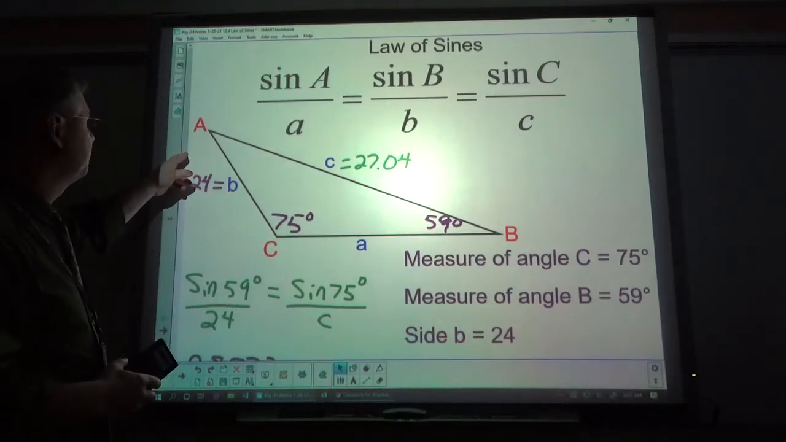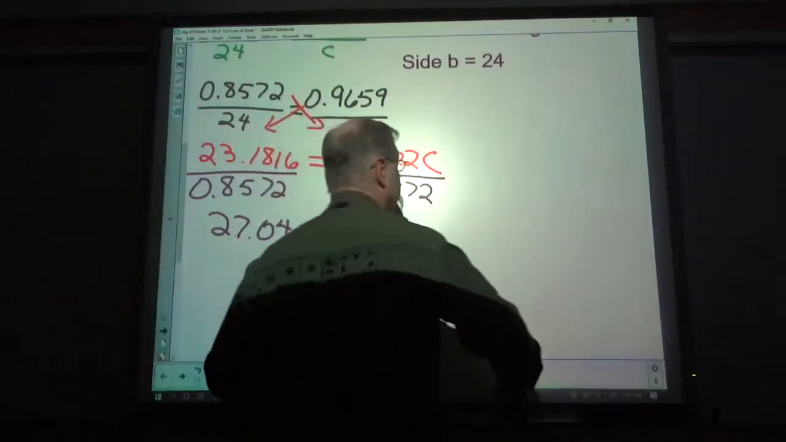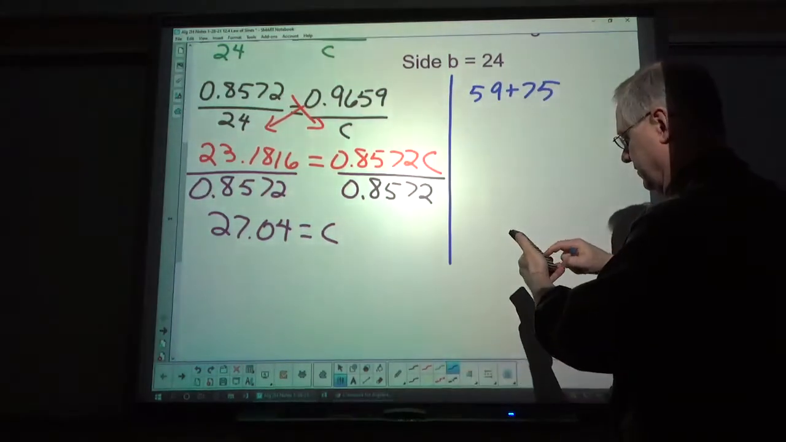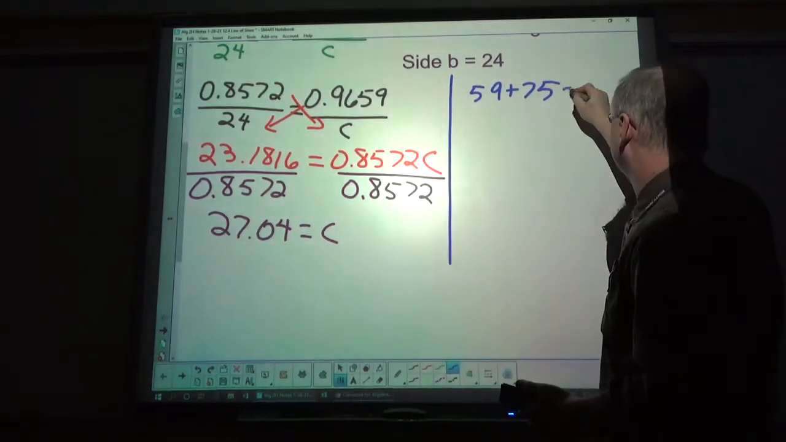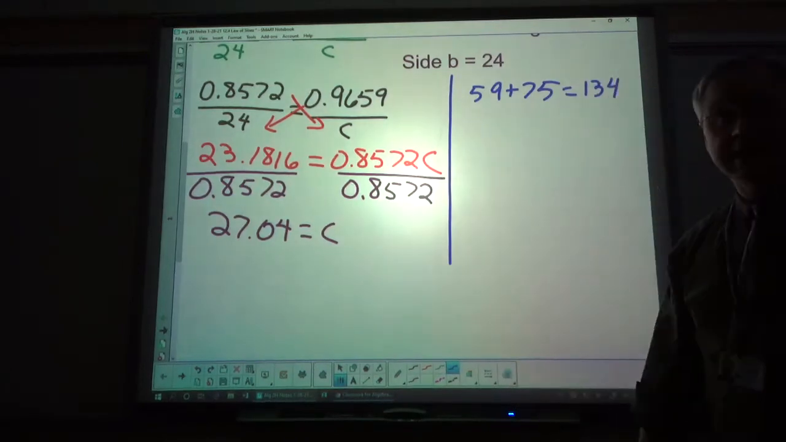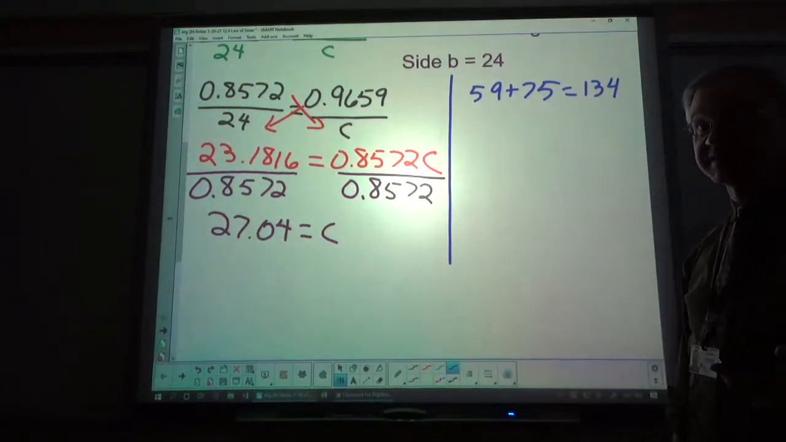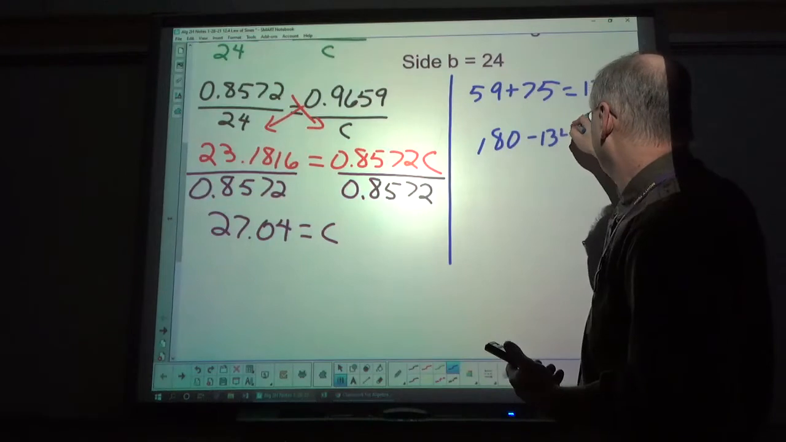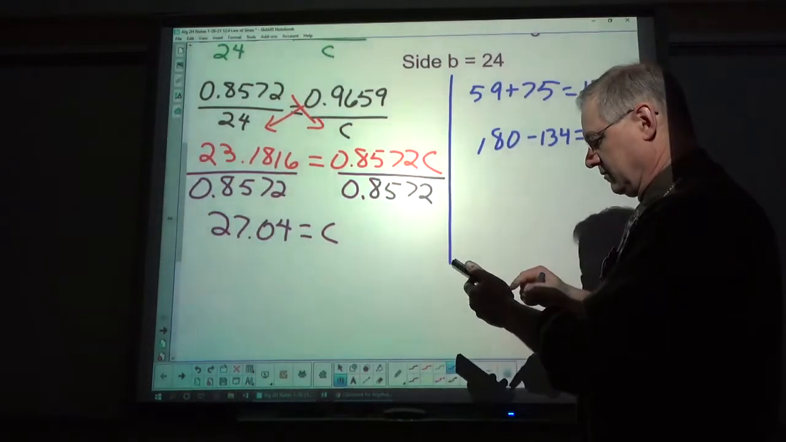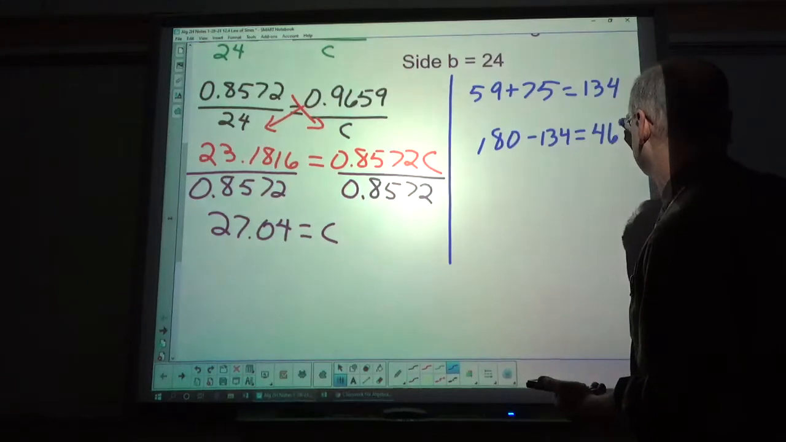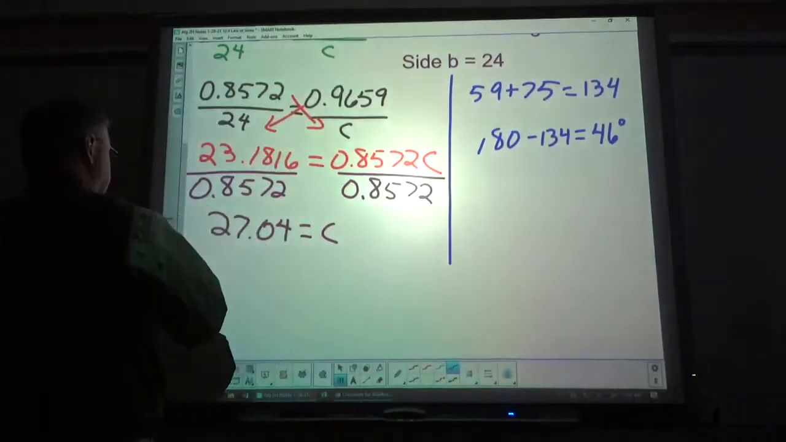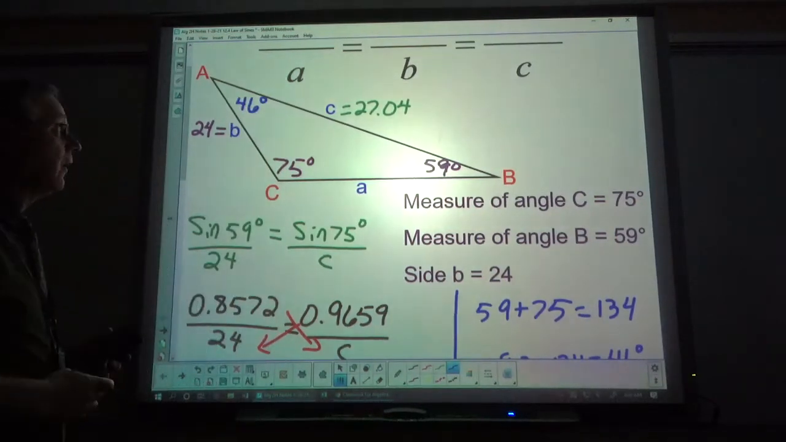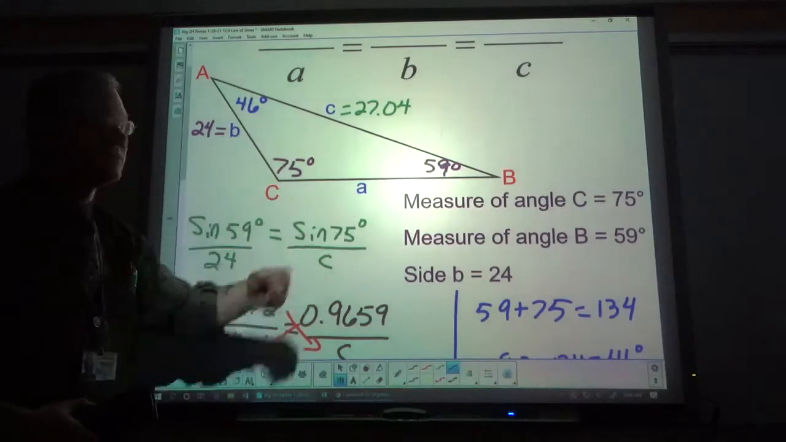So if I have 59 and 75, 59 plus 75 is 134. So the remaining angle must be what adds up to 134 to get to 180, or 180 minus 134, that's going to be your remaining angle, 46 degrees. So angle A, given that, is 46 degrees. Now I can use the proportion and solve side A.